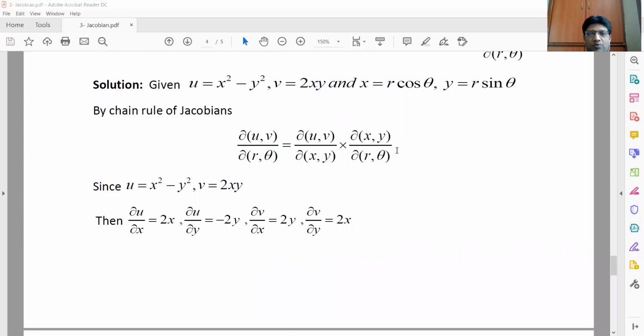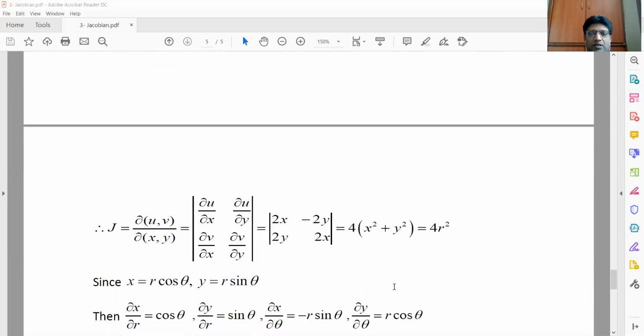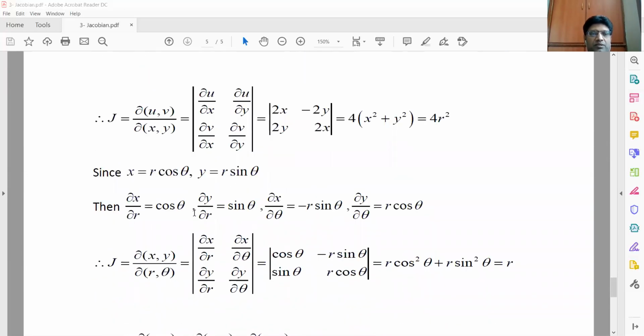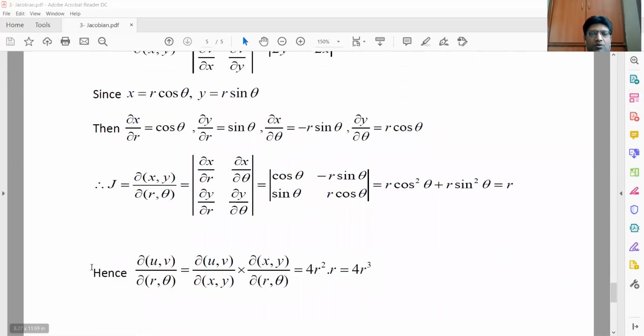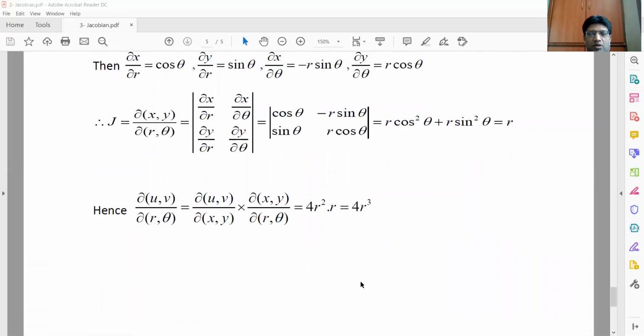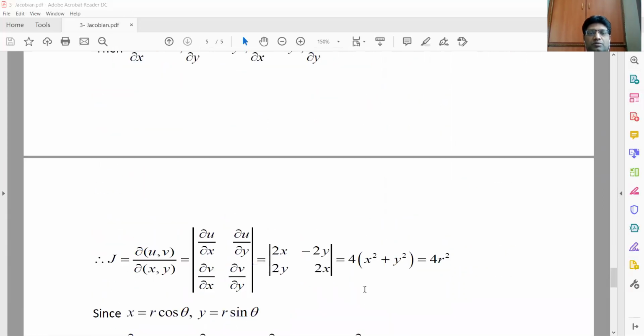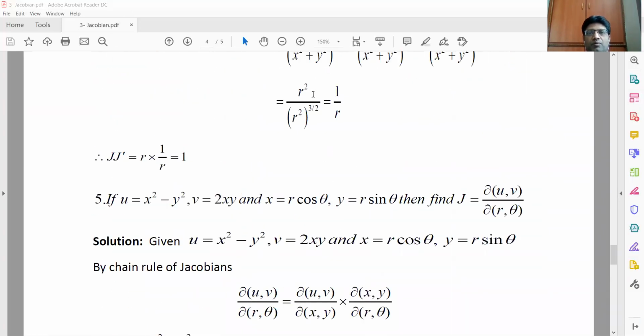Next, I require this one, second one. So, for that, we require dou x by dou r, dou x by dou theta, dou y by dou r, dou y by dou theta. So, all that thing is calculated here, and if you substitute, you will get r. So, finally, Jacobian of uv with respect to r theta is this into this, 4r square into r, which is 4r cube. So, which are very simple problems.